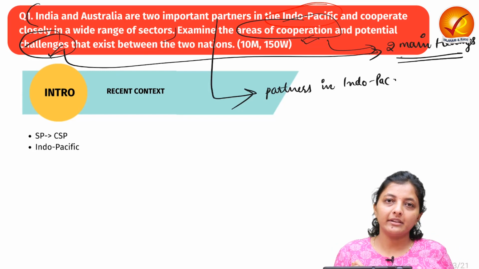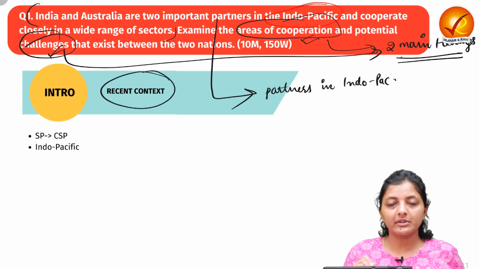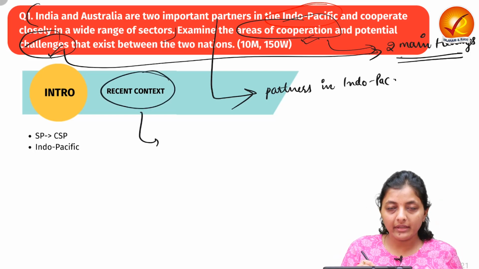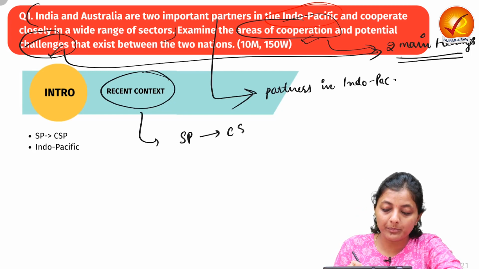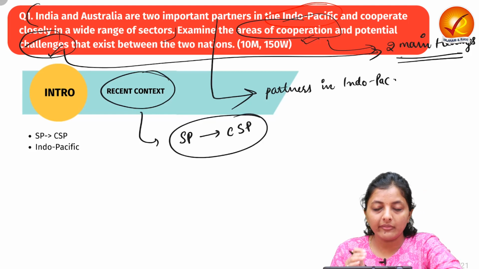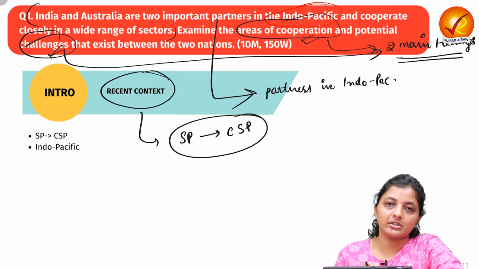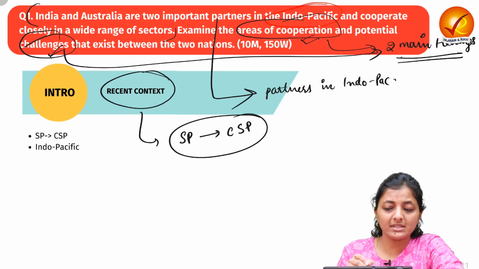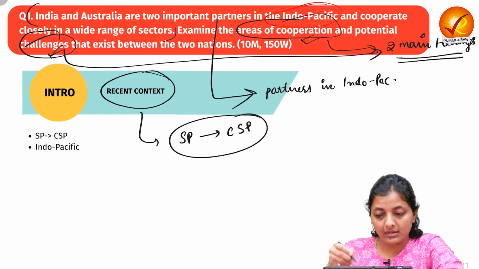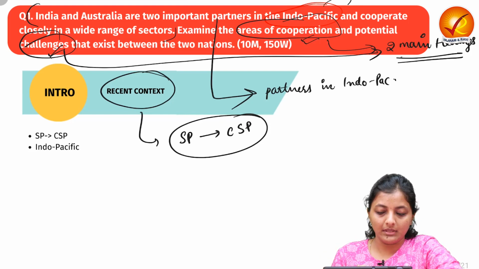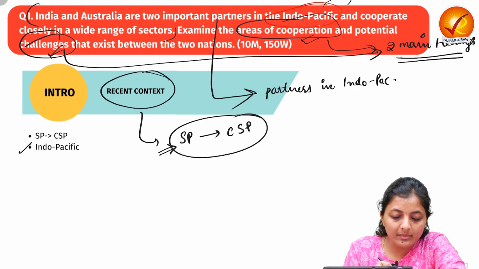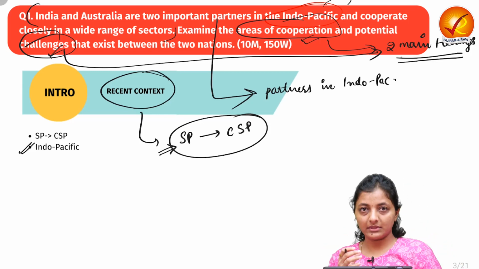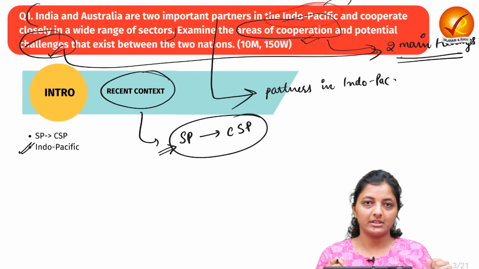So let's see what we can write in the intro. We can introduce with some recent context that India and Australia have elevated their bilateral ties from strategic partnership to the comprehensive strategic partnership. If you write only this, then also your introduction is a good introduction, because the question is asking that their relations are getting elevated. So, if you tell about any agreement or any elevation in the partnership, that would be a good intro.